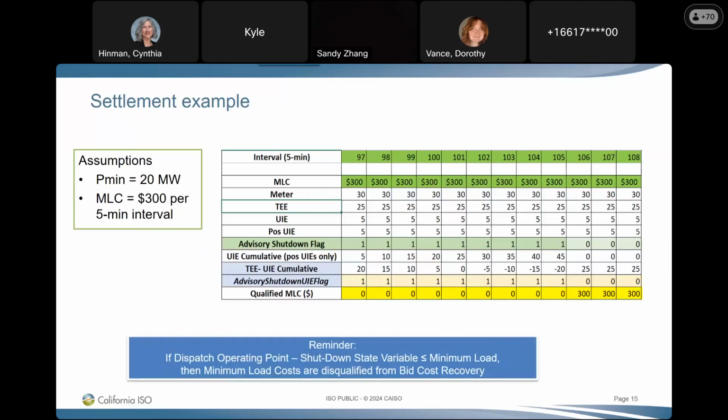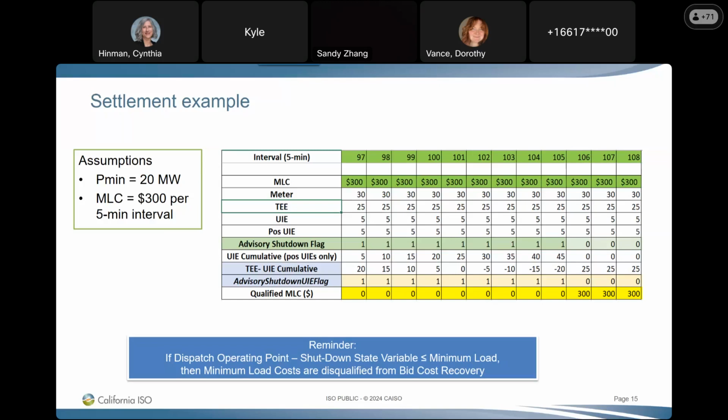So let's go through one example here. We have a resource. The P min of this resource is 20 megawatts. The minimum load cost for this resource is $300 per 5-minute interval. In this chart, we have the 5-minute intervals at the top, 5-minute interval 97 through 108. The next row down, the minimum load cost, you can see is $300 for each one of those intervals.